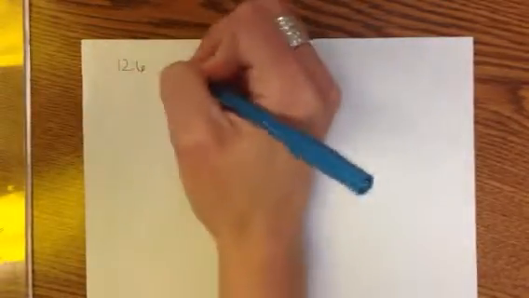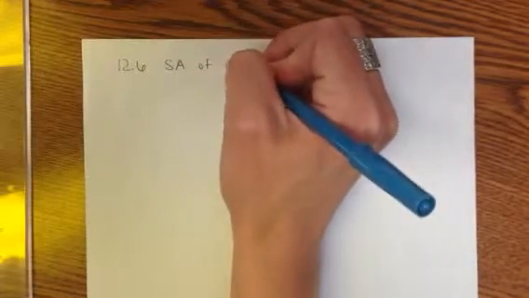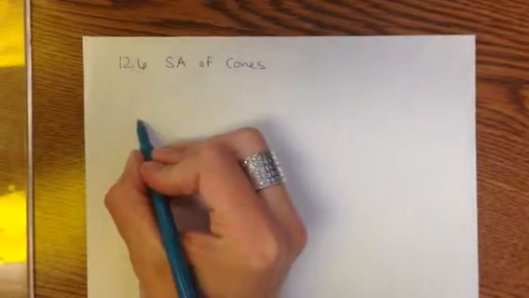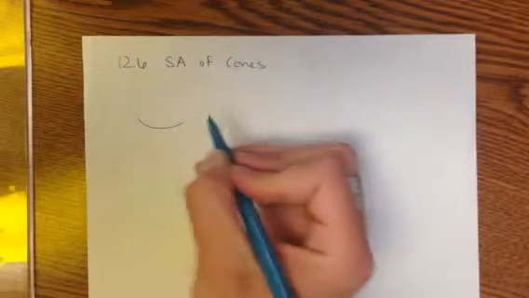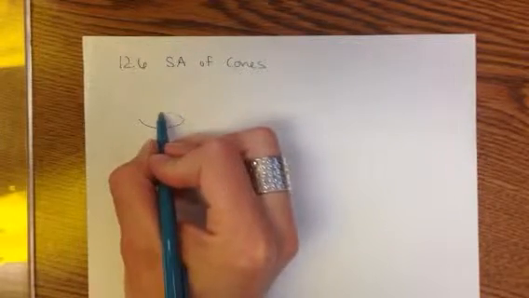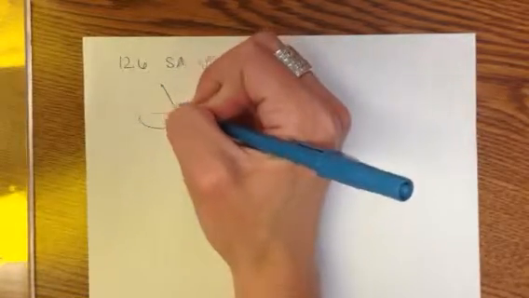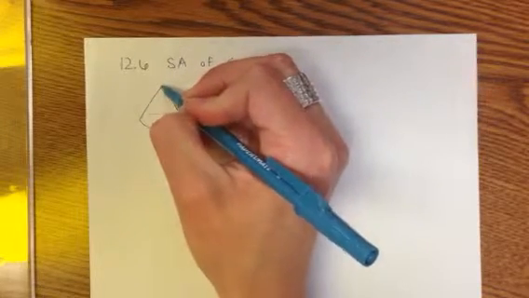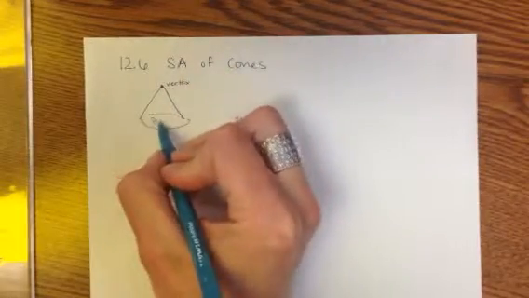Okay, you guys, here's the notes for 12.6 surface area of cones. So the first way that you draw a cone is, I like to draw an oval, but I like to draw the smiley face of the oval first, and then finish it off with your dotted line because that's not the part that you would see. And then just put a dot at the top. This is your vertex up here. And this is your base down here.